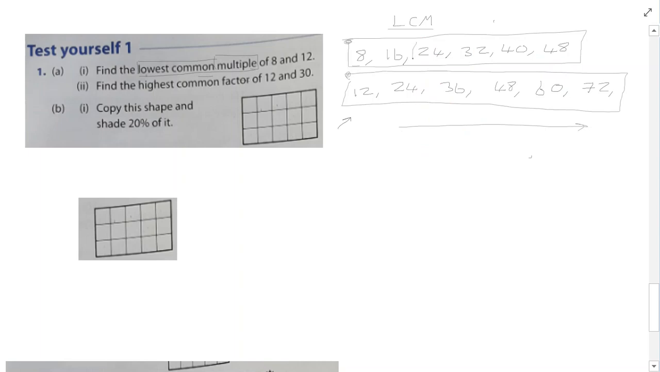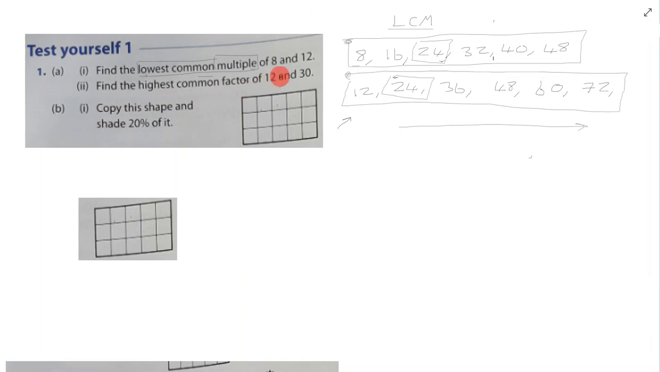So this here is the answer. The lowest common multiple of 8 and 12 is this number here, 24. So that's your answer to the first question. Now if we think about this second one here, what we're being asked for is to find the highest common factor of 12 and 30.